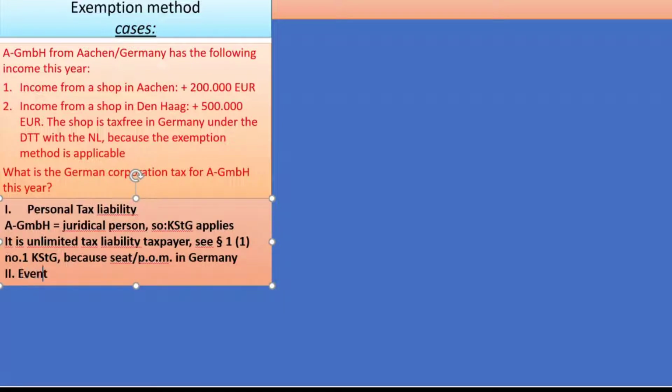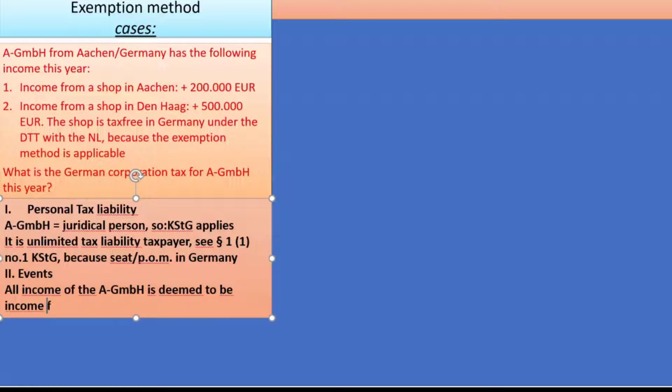Now let's check the events. I recommended to you that when we have to do with the events, one by one should be checked. But with a corporation, we can simplify, for example, the question which type of income we have, because all income of the GmbH is deemed, so a fiction, to be income from business. See paragraph 8 of the KStG.